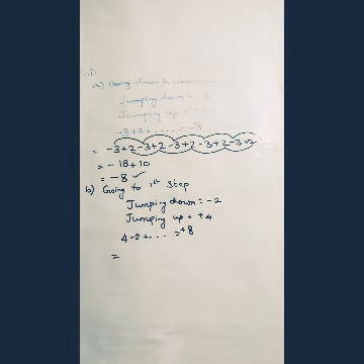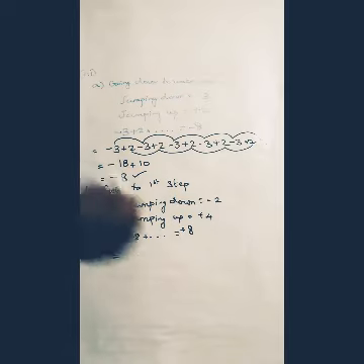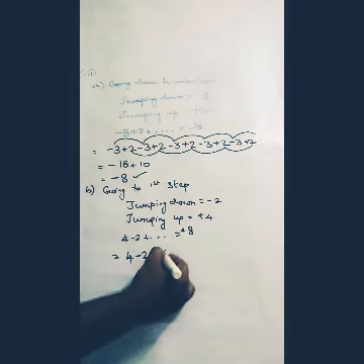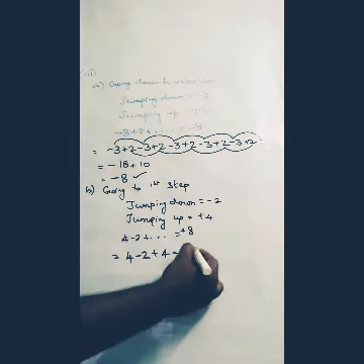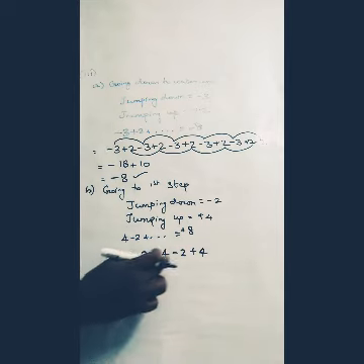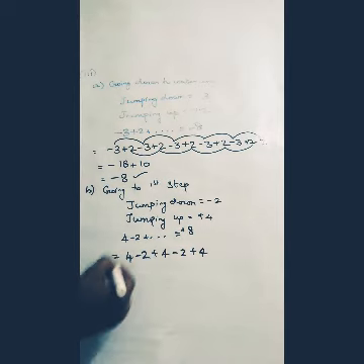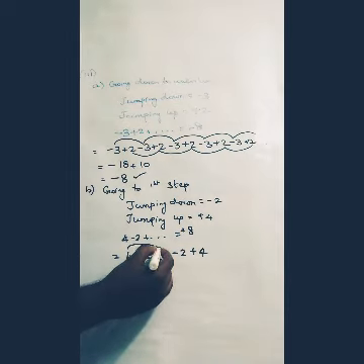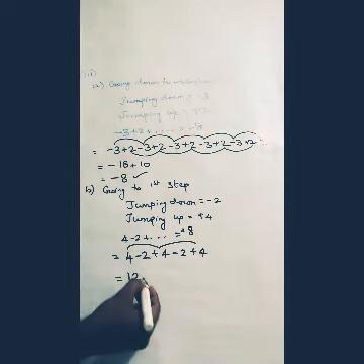Totally, for going to the first step, he took 5 jumps, right? He jumped 4 steps up, then 2 steps down, again 4 steps up, 2 steps down, again 4 steps up. So he made only 5 jumps, right? 1, 2, 3, 4, 5. Here also we have to add the positive integers. 4 plus 4 is 8, 8 plus 4 is 12.